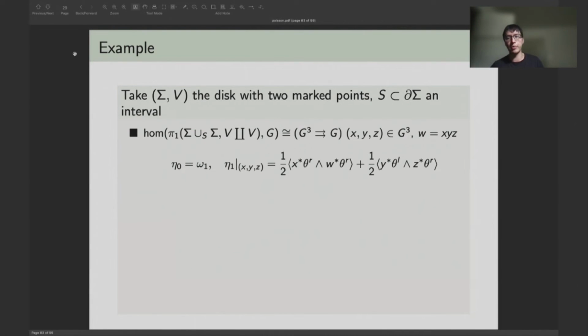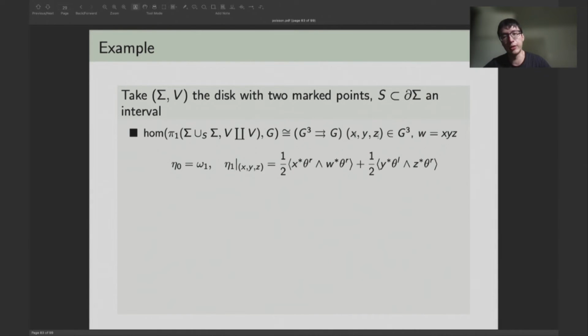Let me just give you an explicit example. If we have a disk with two marked points, we can double it. We can glue these two disks along an interval and produce a square. In that case, the two-shifted Lagrangian structure that we get is given by the Cartan three-form on the base, which is given by the representation space associated to the disk with the two marked points, and that coincides with G. And the space of arrows is given by three copies of G.